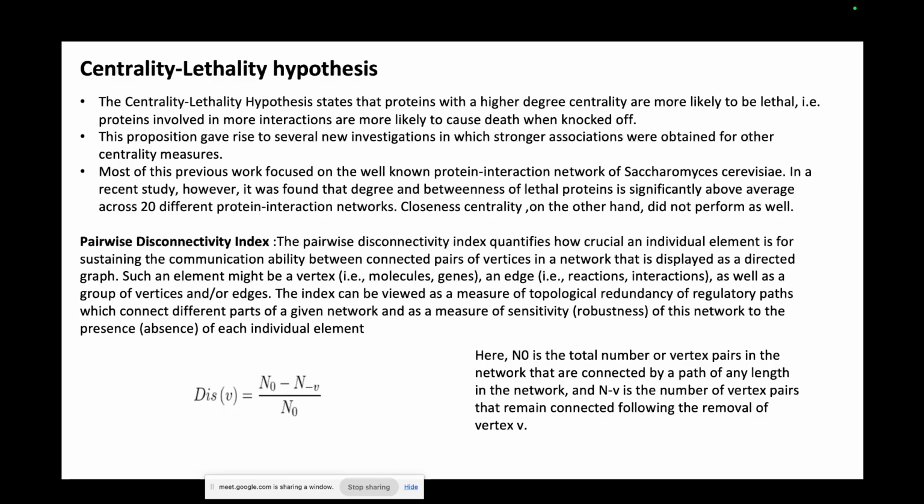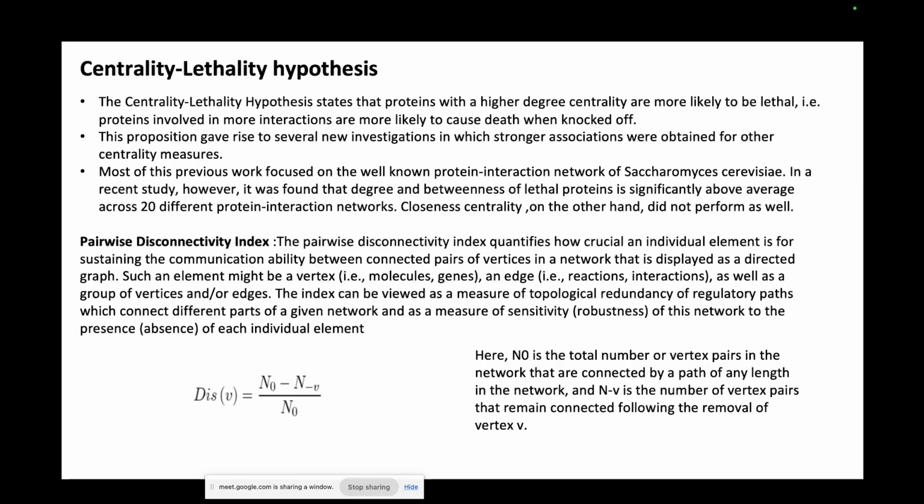So it is basically an index that quantifies how crucial an individual element is for sustaining the communication ability between connected pairs of vertices in a network that is displayed as a directed graph. Such an element might be a vertex, it can be an edge, as well as a group of vertices and edges. That is, the index can be viewed as a measure of topological redundancy of regulatory paths which connect different parts of the network, as a measure of robustness of the network.